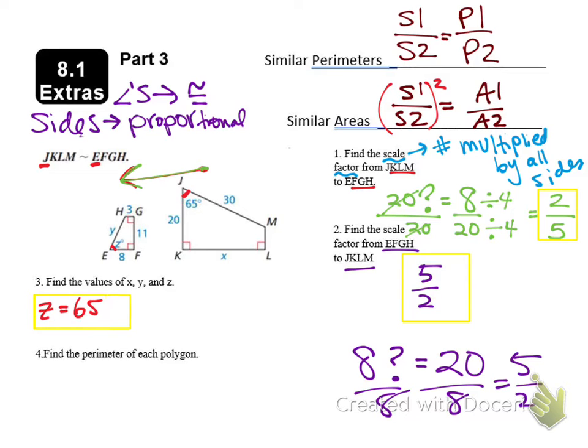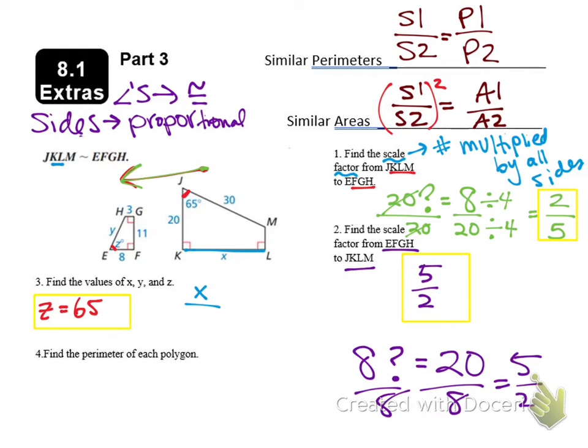What do we want to find next? Sounds good, x. Is it a side or an angle? It's a side. So we know sides are proportional, so we're going to set up a proportion using x. So x is sitting on side KL.